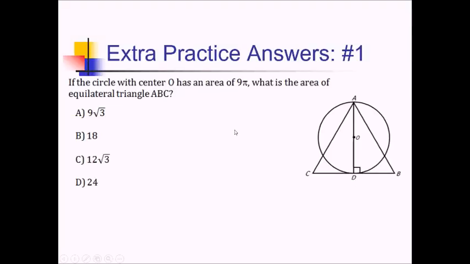For this roundabout problem, we have a circle with center O, and I know this kind of looks like the symbol for the Deathly Hallows from Harry Potter, but just roll with it. We have an area for this circle of 9 pi. We want the area of the equilateral triangle that's involved in this.